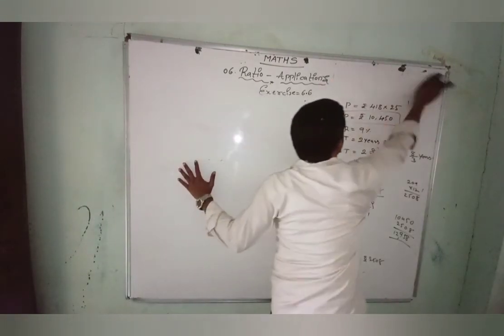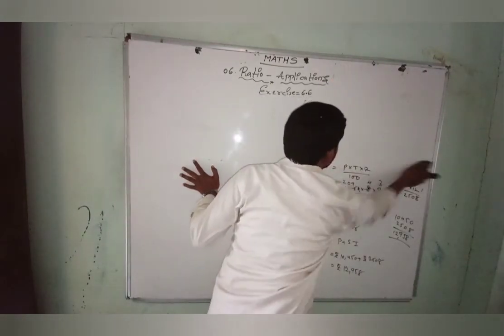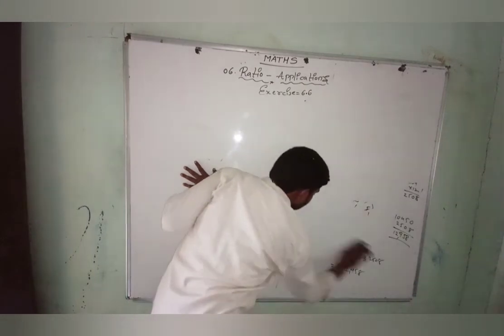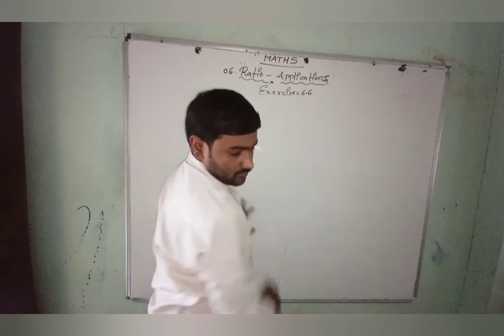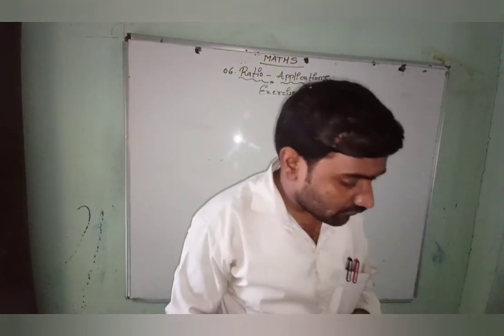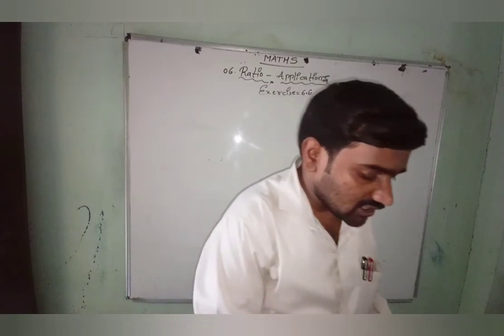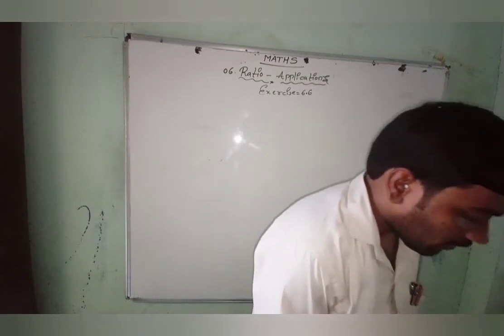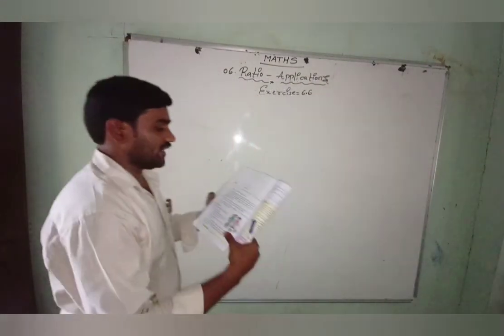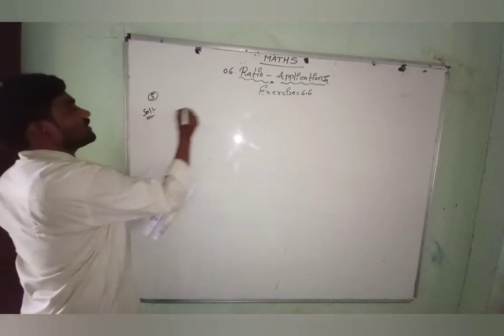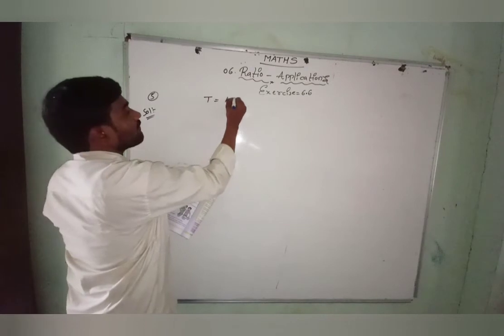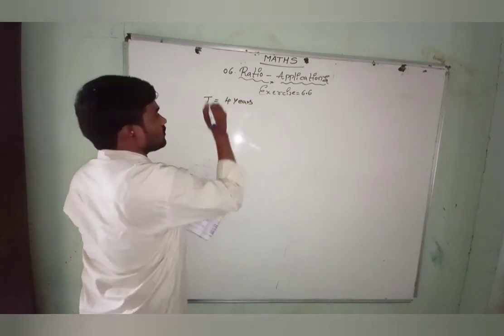The last question of this chapter, a final question. That is, in 4 years, 6,500 amounts to 8,840. Fifth one, solution. The time is 4 years.